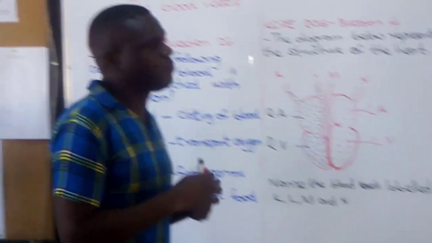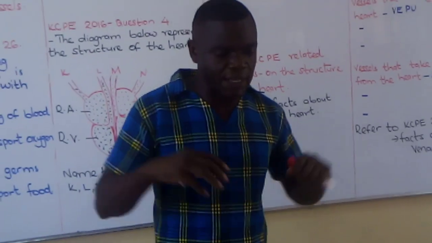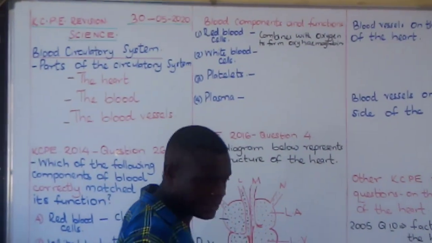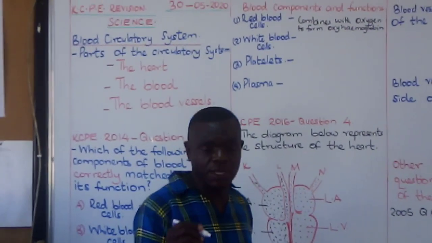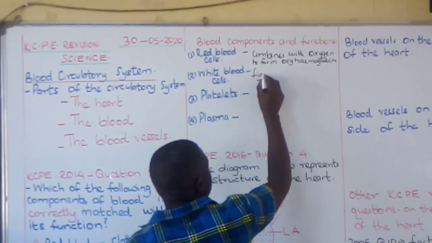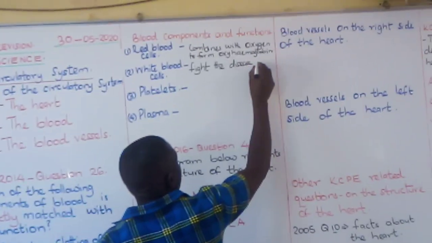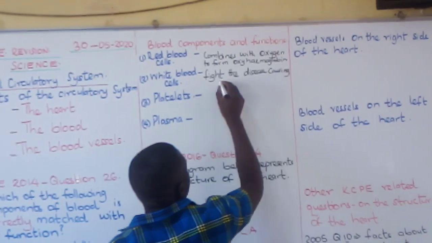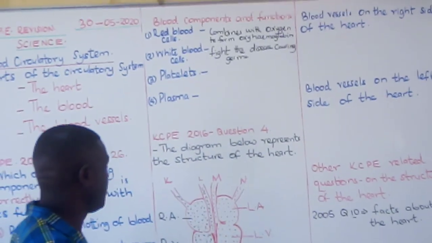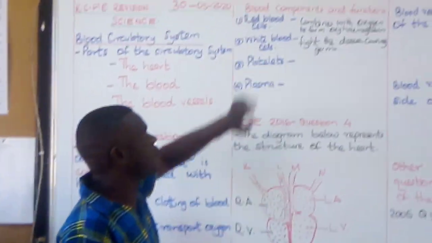White blood cells. White blood cells are a bit bigger. They are in the shape of an amoeba. They are shapeless. Their work is to fight. They act as antibodies, so their work is to fight and protect. Fight the disease-causing germs in the blood, in the body. They are the soldiers of the body. They help in the defense system. So the human immune system is composed of the white blood cells.